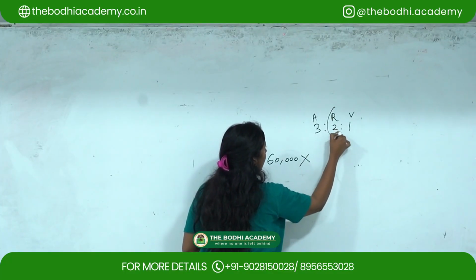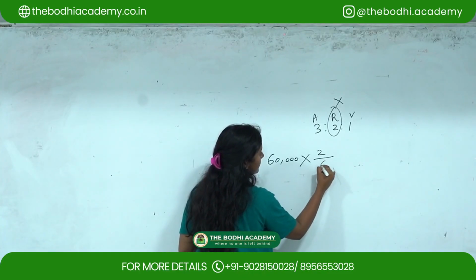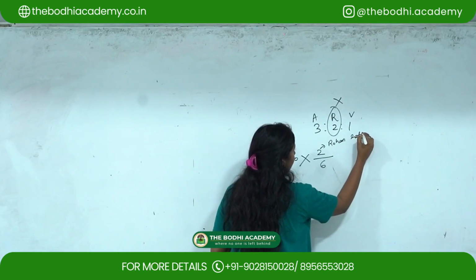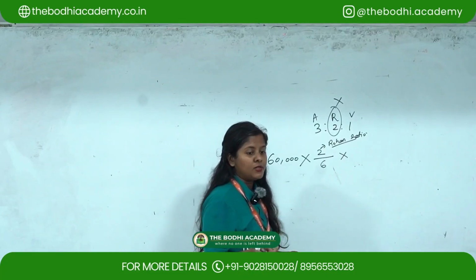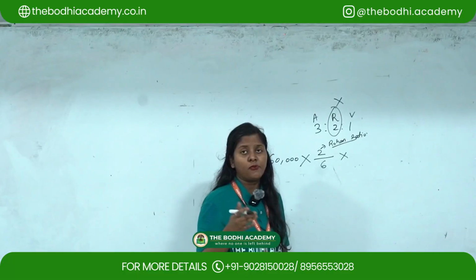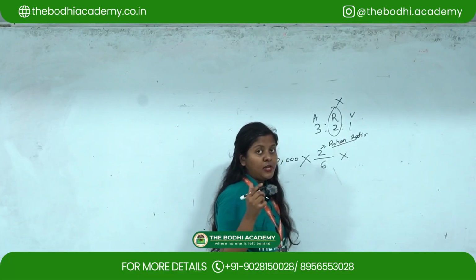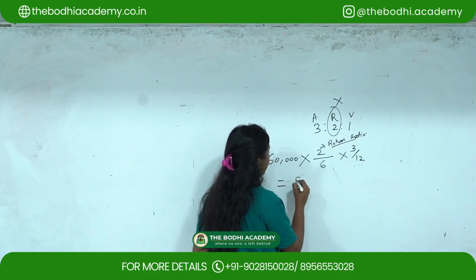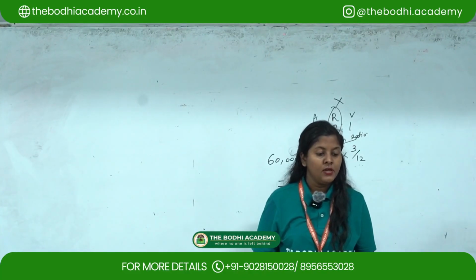So what you have to do, since Rohan is dead, you have to take 2 divided by 6. Rohan's share you have to take. Rohan's ratio is 2 divided by 6, multiplied by the months. Now he died on 30th June, so you have to take 3 months. From April onwards you have to count: April, May, June. Since he died on 30th June, the full month you have to consider. So 3 divided by 12. So this will give you 5,000. Okay. So the correct option here is 5,000.